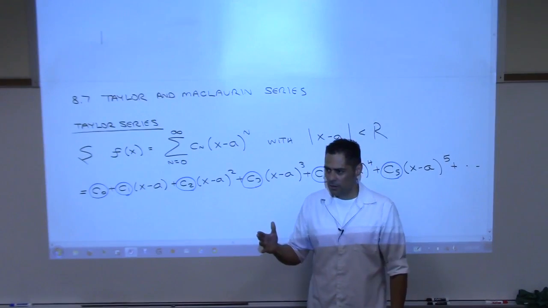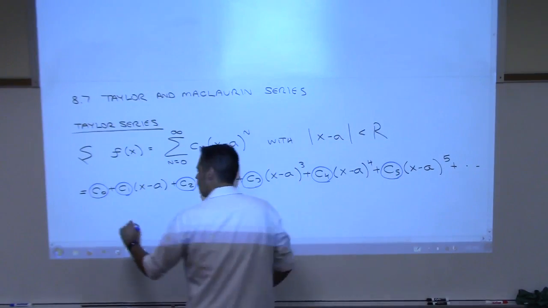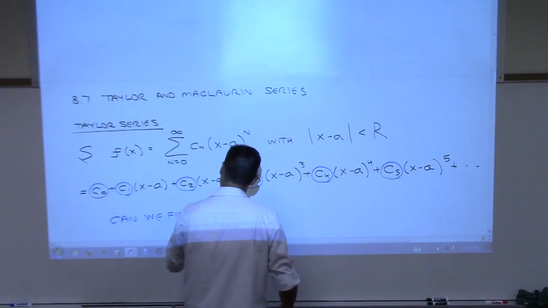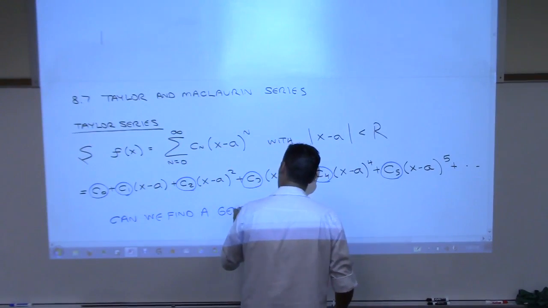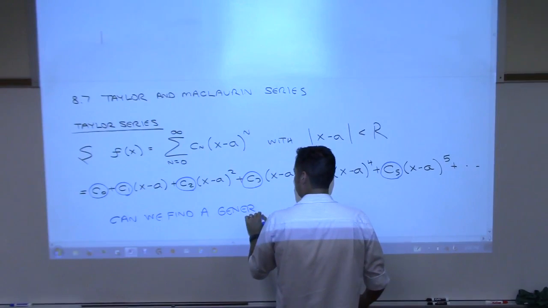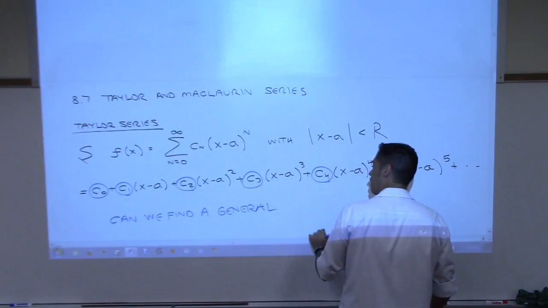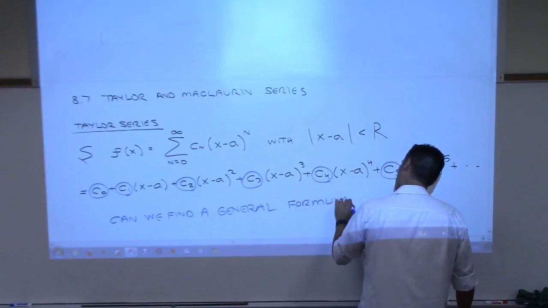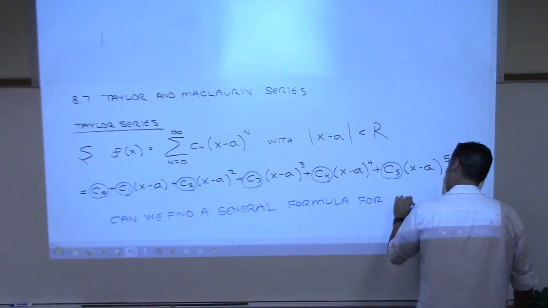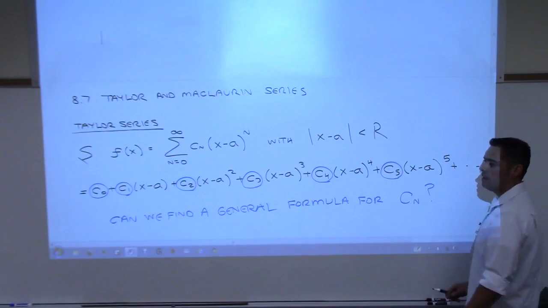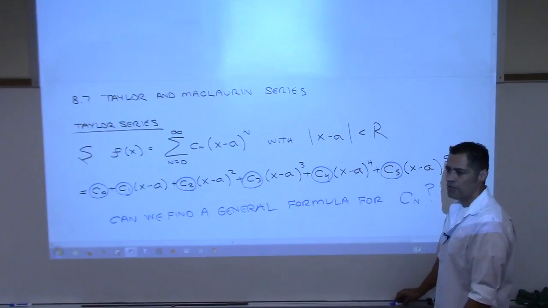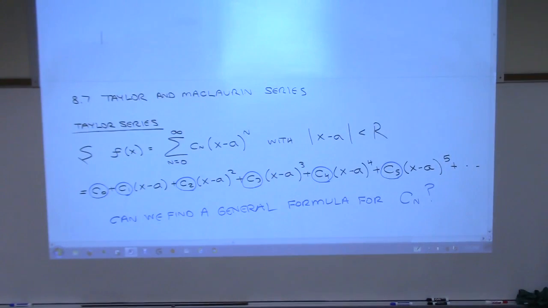You sure? So the big question is this. Can we find a formula, a general formula for C sub n? Maybe. Maybe there's a way to determine what those constants are. Understand what we're trying to do?